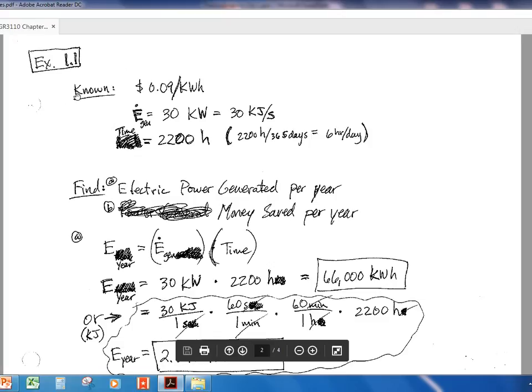Okay, so first we're going to start off with our knowns, right? So here we have our knowns, 9 cents per kilowatt hour. We have a certain amount of power that's being generated, so you'll see there's an E dot. The E stands for the energy generated. The dot means it's an energy rate, right? So an energy rate is the same as units of power. In this case, we're at 30 kilowatts, which is 30,000 watts. Each watt is equal to a joule per second. So the dot just means you take the unit and divide it by seconds, right?